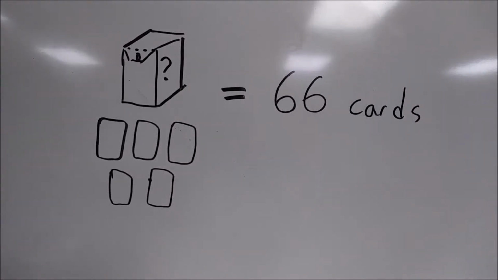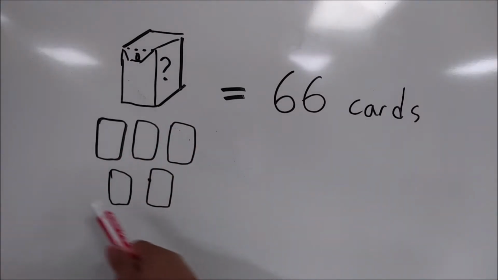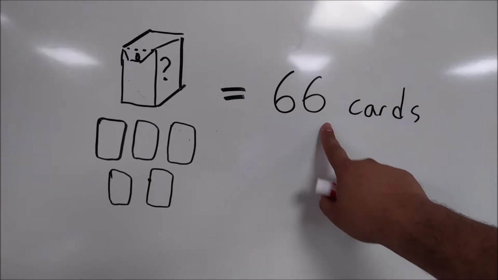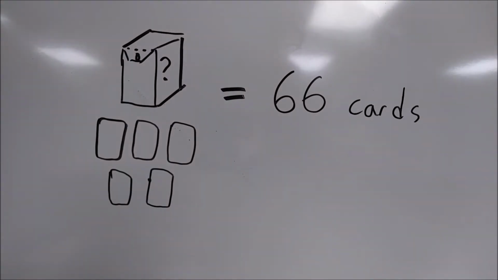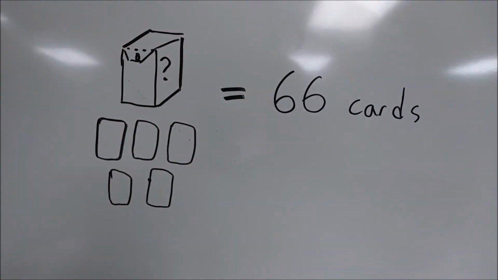We see that Alejandro has a deck box filled with Yu-Gi-Oh cards. In addition to that deck box, he also has 5 additional cards that he won at a tournament. He has a total of 66 cards. So we need to figure out how many cards he has in that deck box.